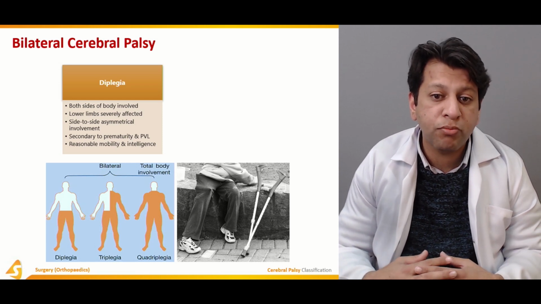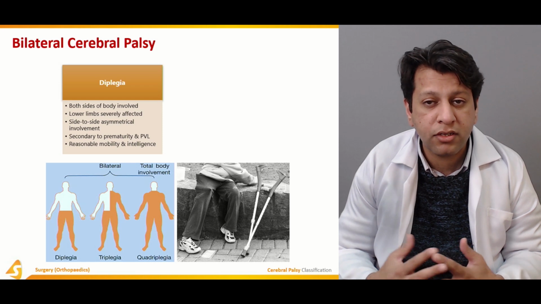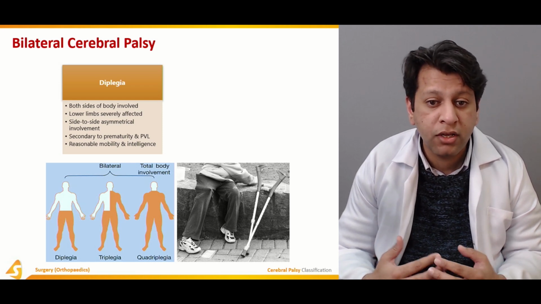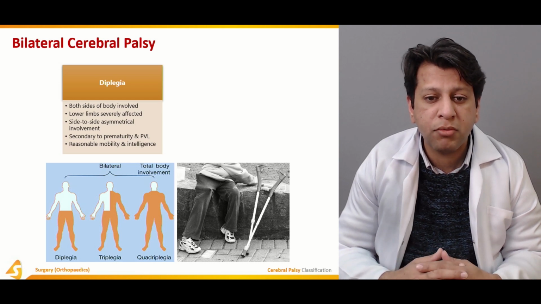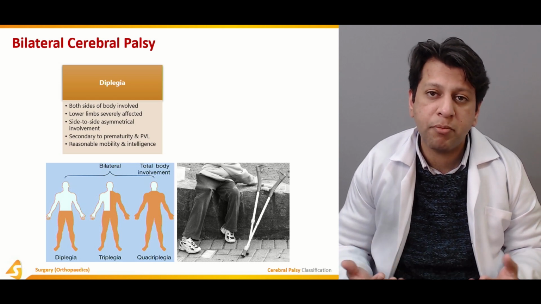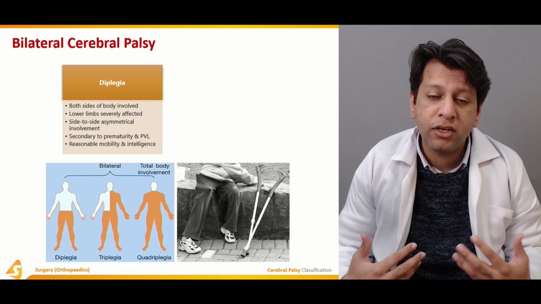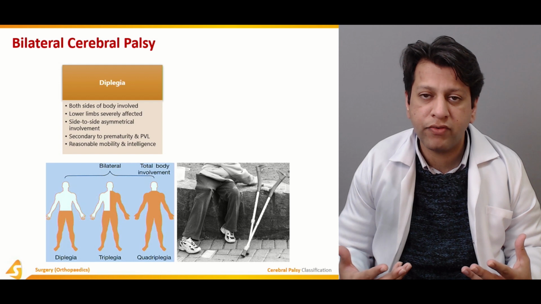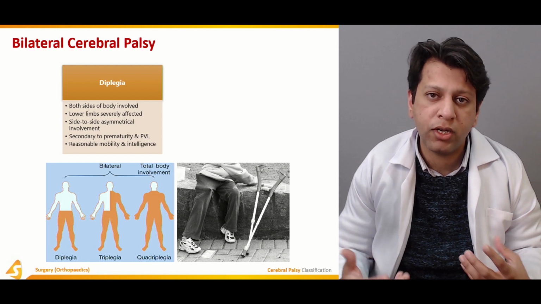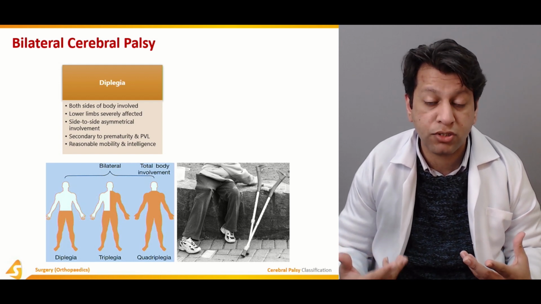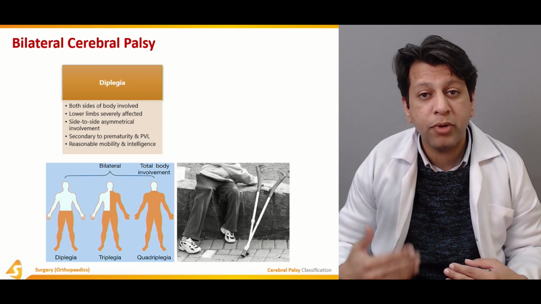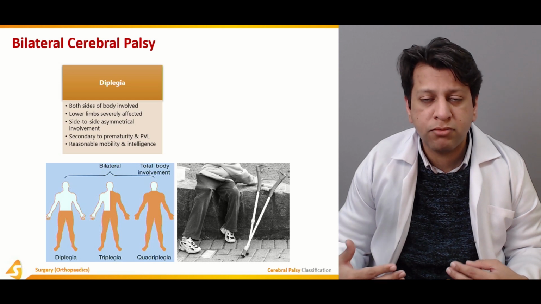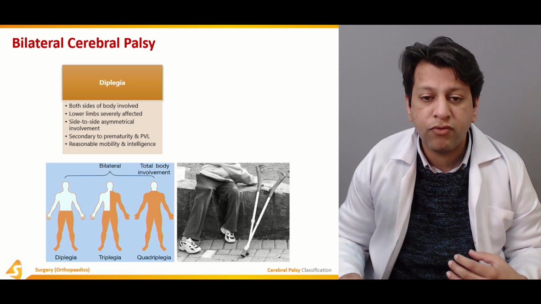It is usually linked to prematurity, and it is more common in children who are born prematurely, and there is reasonable mobility and intelligence. As the upper limb and upper torso are not affected, their speech and other areas are usually not affected much. Therefore, they can talk very well. They can carry out their upper limb functions very properly. Although mobility is severely compromised, that can be corrected with different modalities later on, which will be described in this lecture.